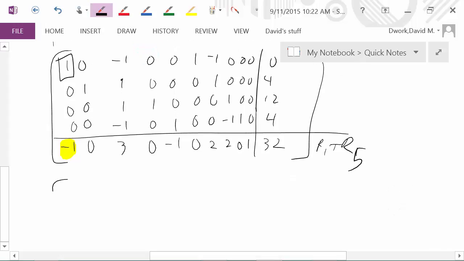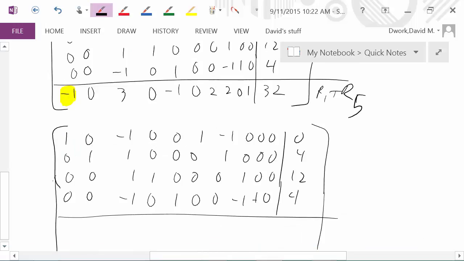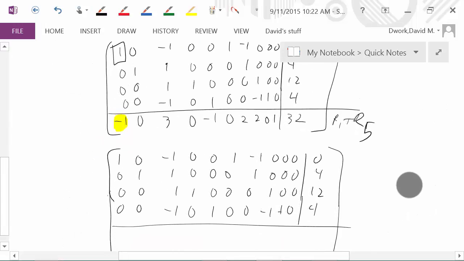Okay, so again, none of these rows are going to change, so I'll pause the video and fill them all in. Okay, so I've filled in all the rows that didn't change, and now we just have to figure out what our objective equation is.